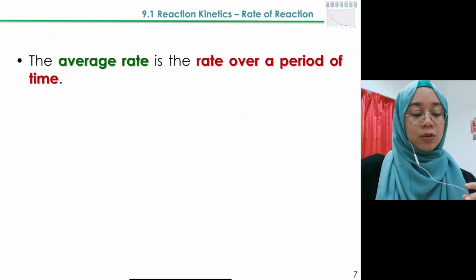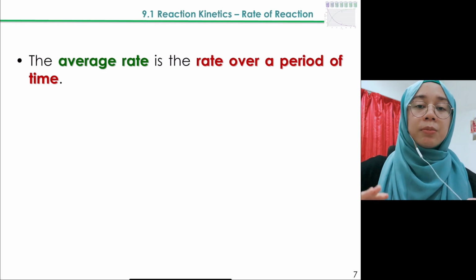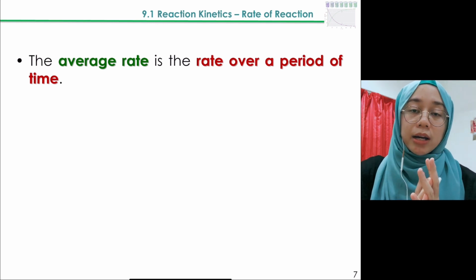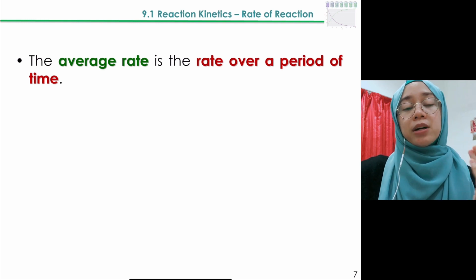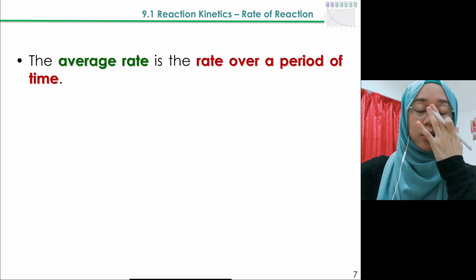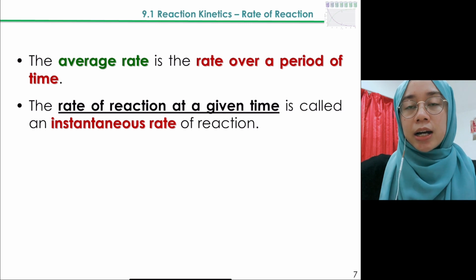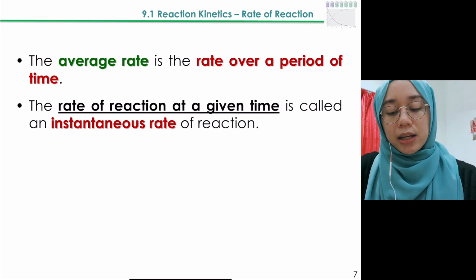Okay, so now daripada graph pula. Daripada graph ada beberapa rate yang kita boleh jumpa. Okay, the first one adalah average rate dekat sini. So average rate bermaksud the rate over a period of time. Nanti kita akan tengok graph. Okay, meanwhile ada satu lagi yang dipanggil sebagai instantaneous rate.